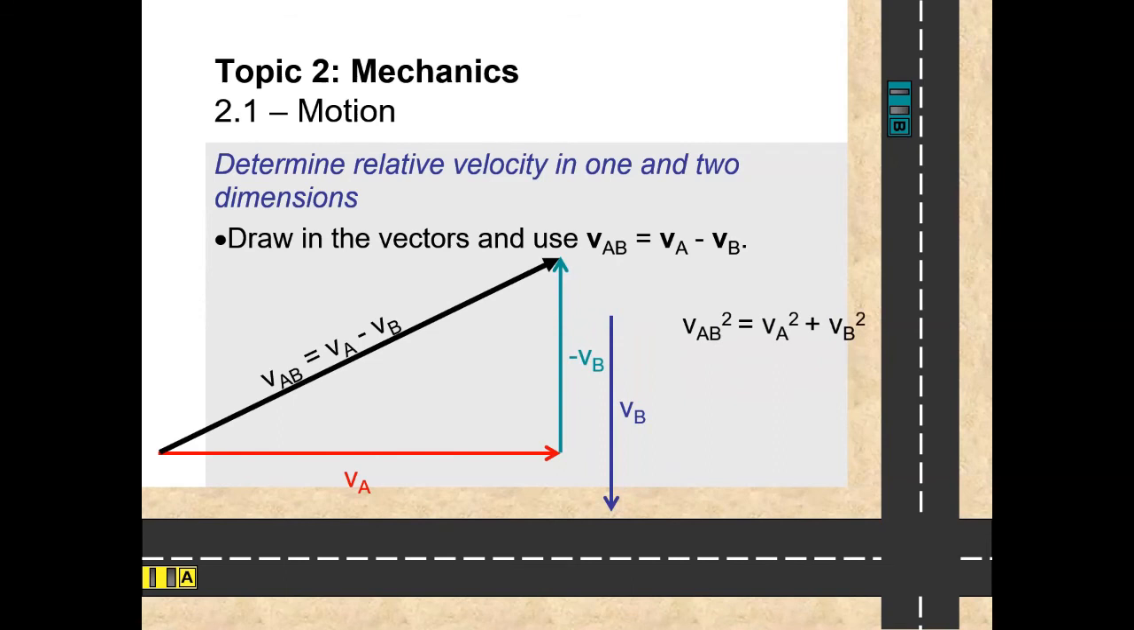Use the Pythagorean theorem: VAB squared equals VA squared plus VB squared. VAB squared equals 40 squared plus 20 squared. VAB equals 45 meters per second.